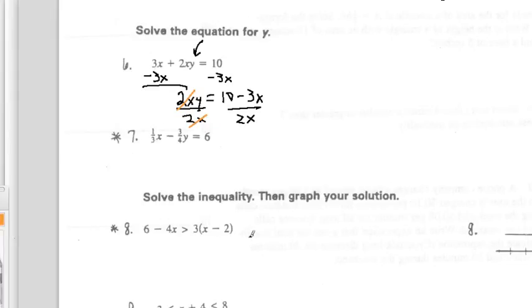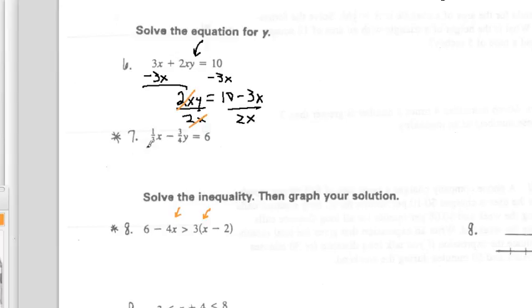So here we are: solve the inequality and then graph the solution. Let's see, I think maybe we can get this all on here. We have 6 minus 4x is greater than 3 times x minus 2. So again, we're looking at these x's. There's an x right there, and an x right there.